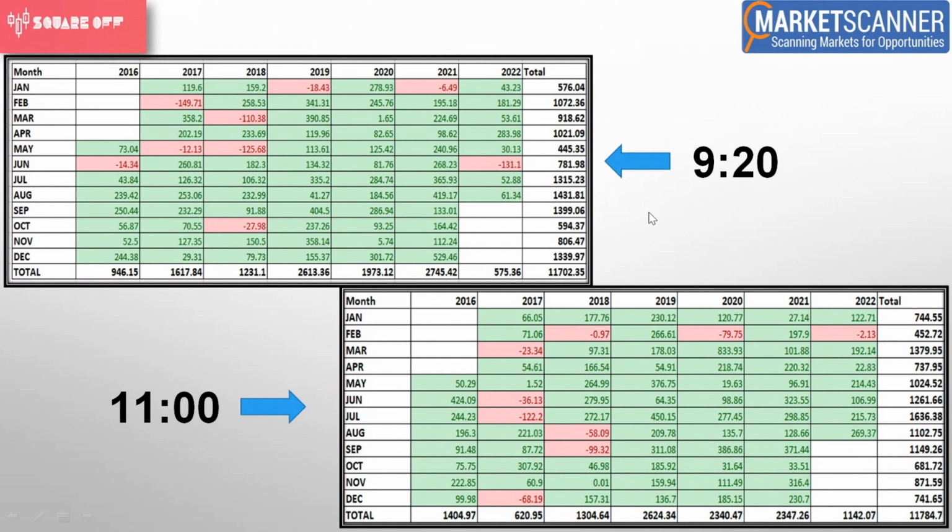So this is a table of 920. You can see in the month of June 2016, this was minus 14 for 920, whereas the same June had a phenomenal 424 points growth for 11 AM. You take 11 AM straddle, they were minus 36 points and minus 122 points, whereas June, July for 920 did phenomenally well. It gave 260 points and 126 points. Again, June has minus 131 points, whereas 11 o'clock had a 106 positive.